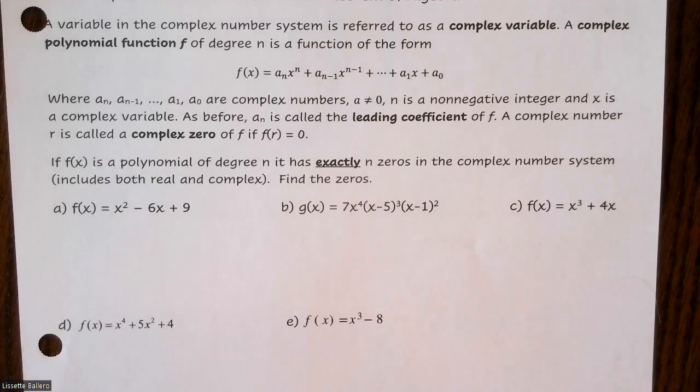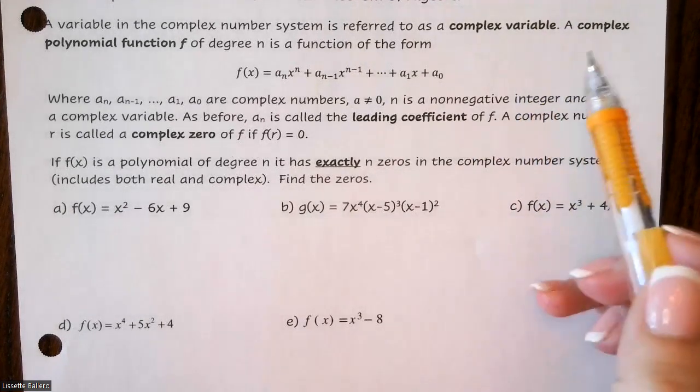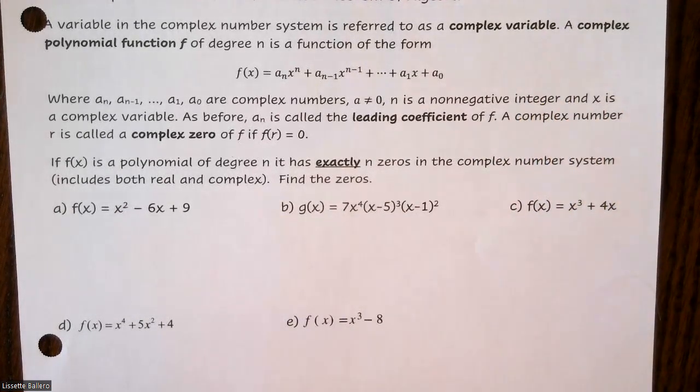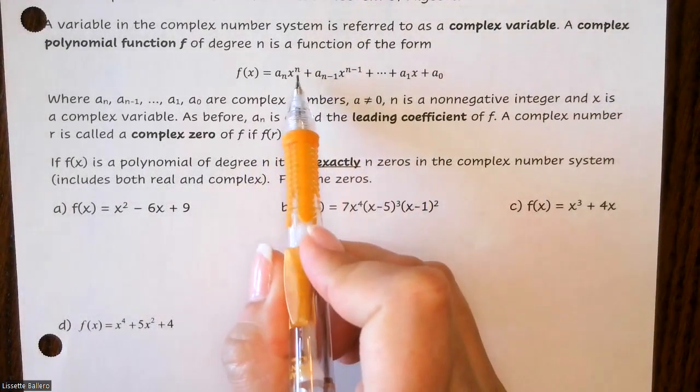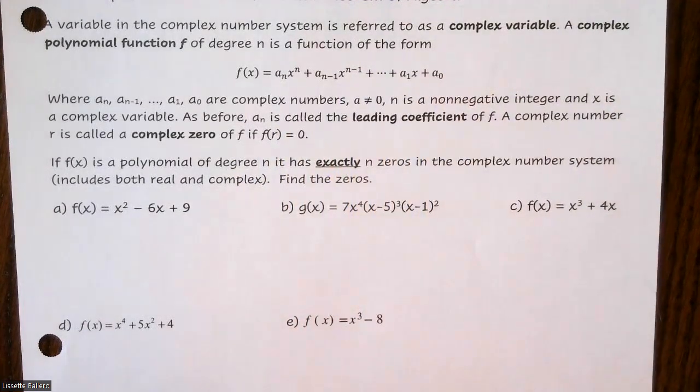All right, today we're going to focus on complex numbers and finding complex solutions for polynomials. In order to get that started, we're going to talk a little bit about polynomials. It tells us here that a variable in the complex number system is referred to as a complex variable. And a complex polynomial function, f of degree n, is a function in this form right here where we start with the highest exponent and then go down in order.